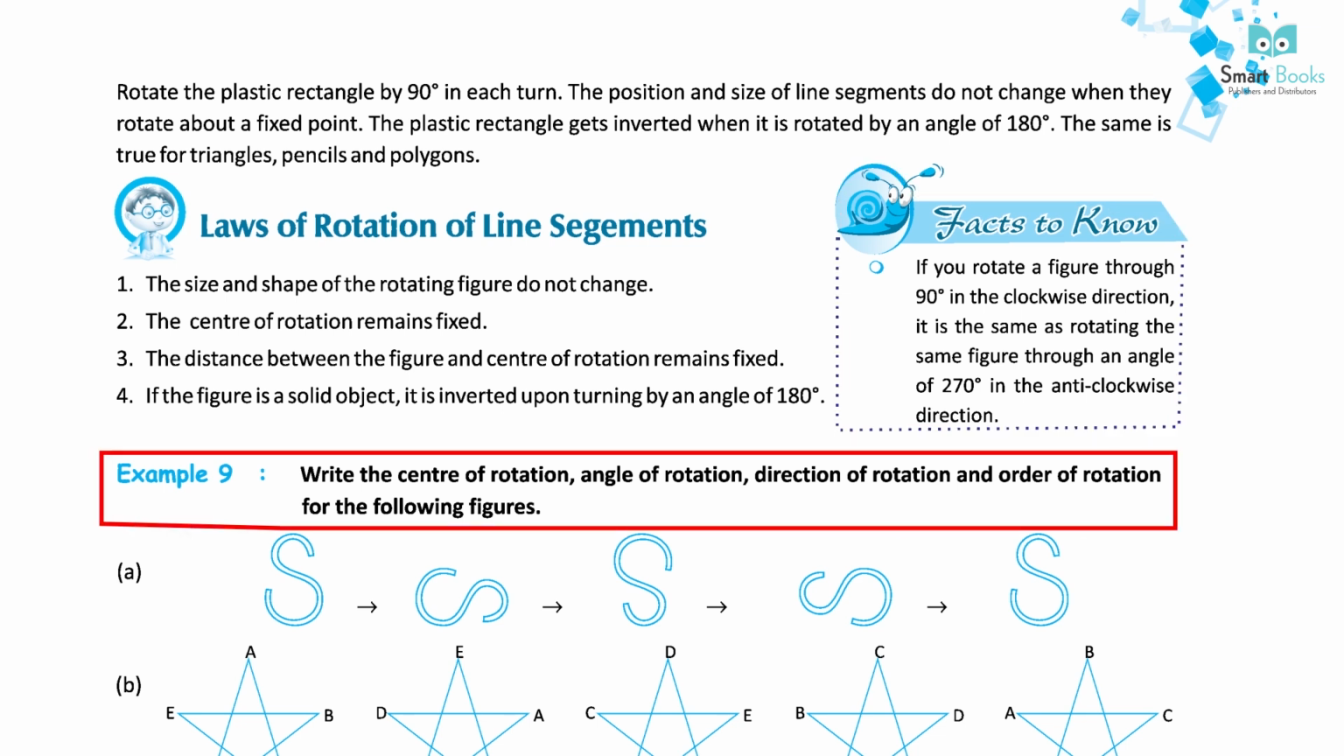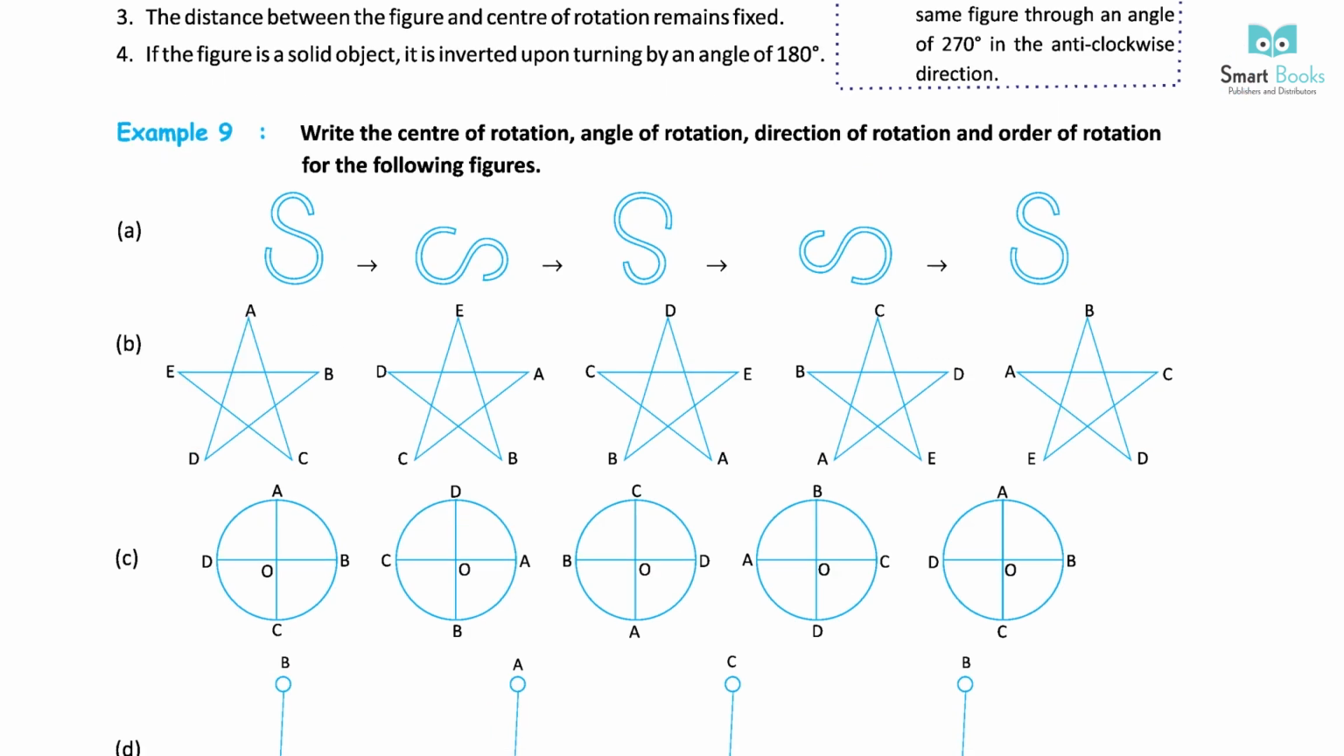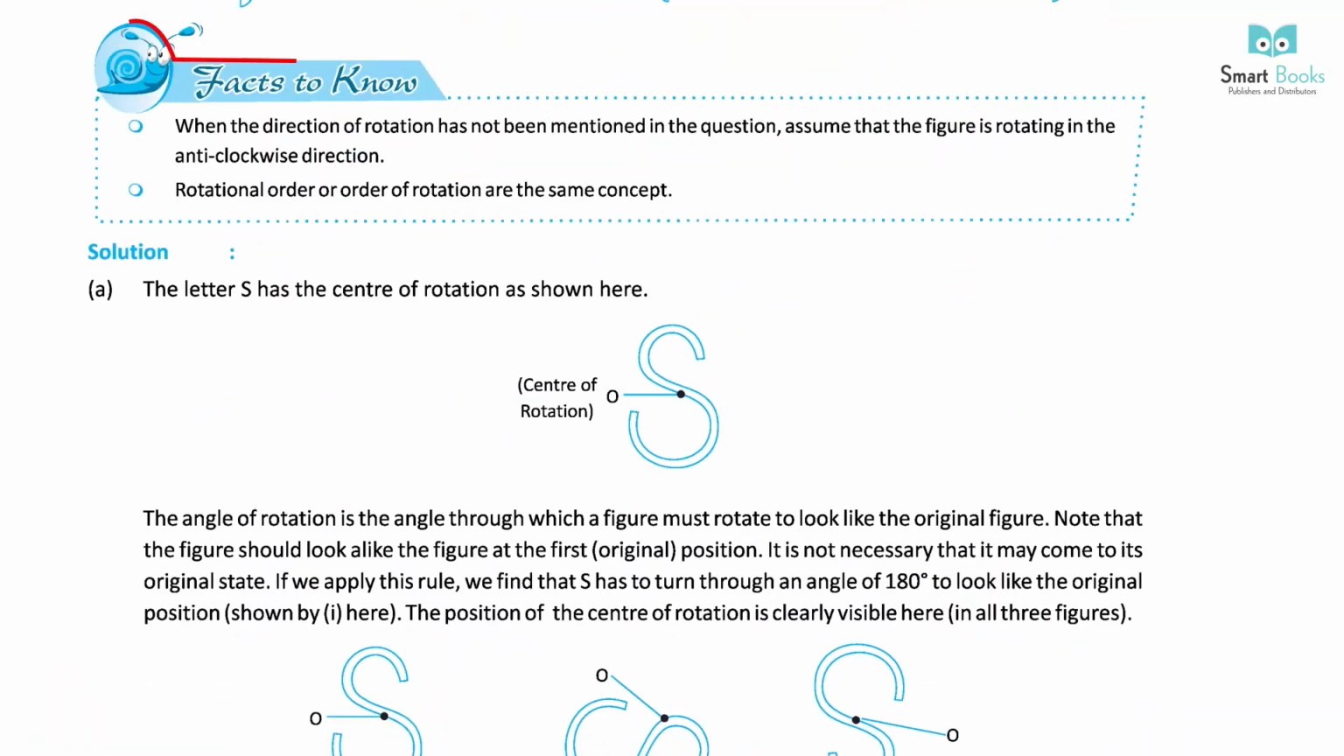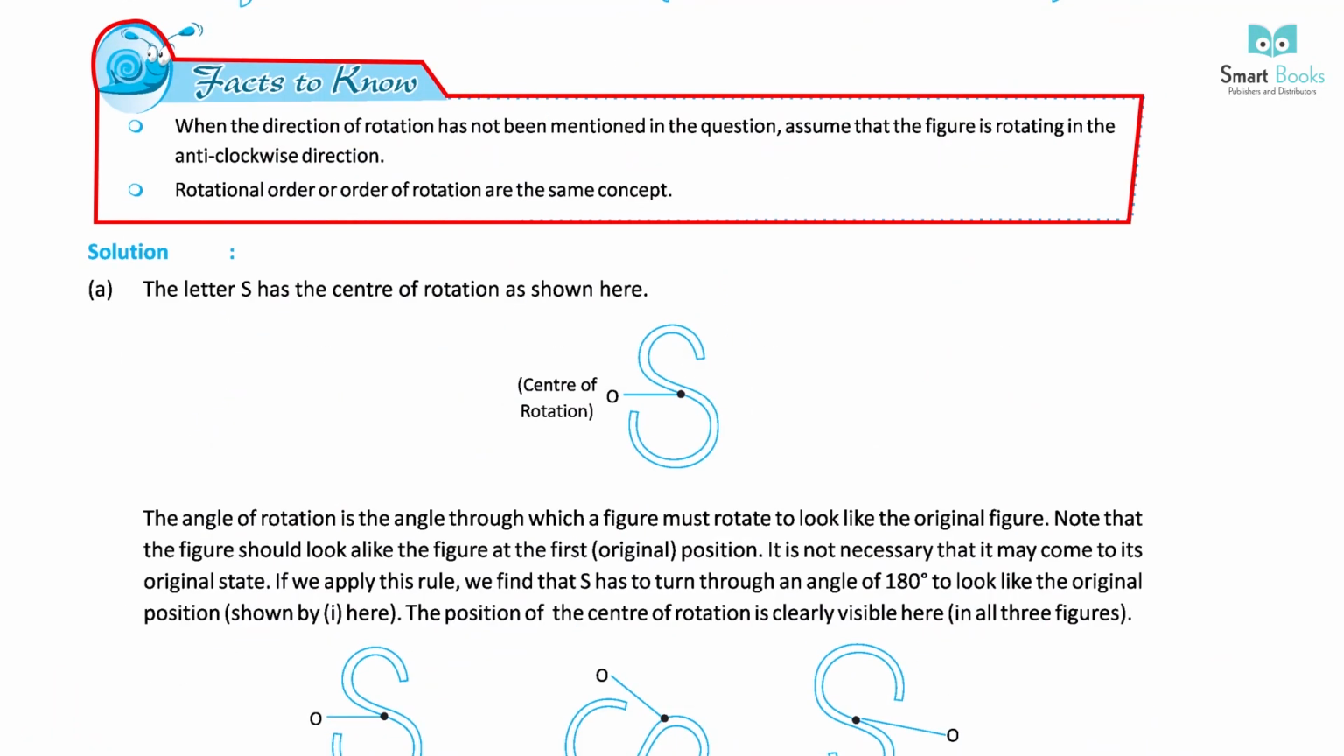Example 9. Write the center of rotation, angle of rotation, direction of rotation and order of rotation for the following figures. Facts to know. When the direction of rotation has not been mentioned in the question, assume that the figure is rotating in the anti-clockwise direction. Rotational order or order of rotation are the same concept.